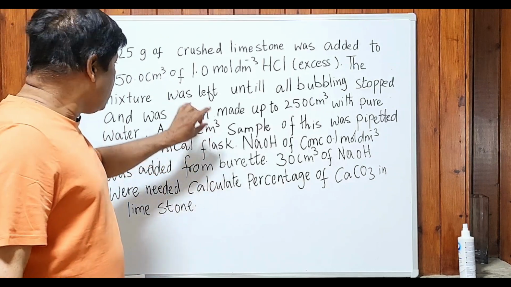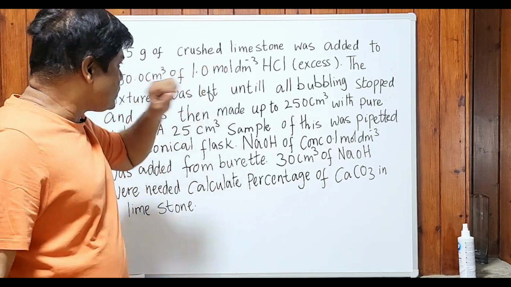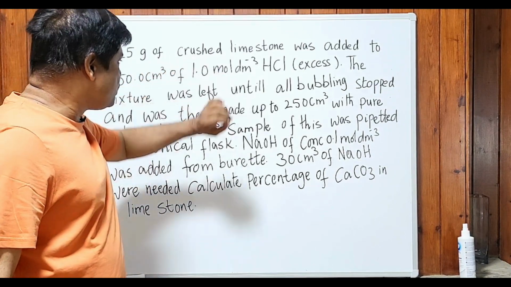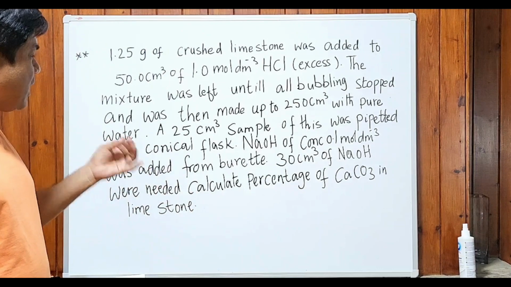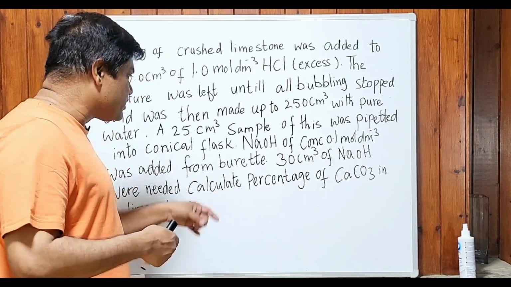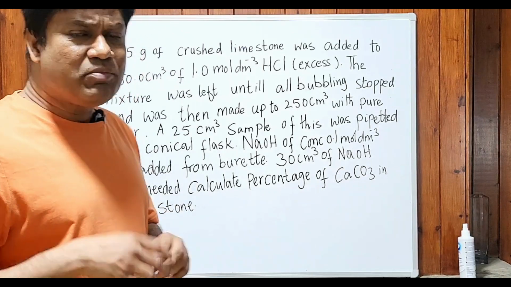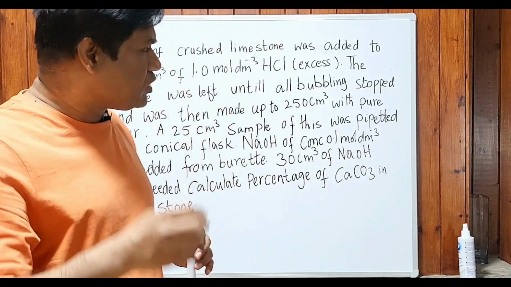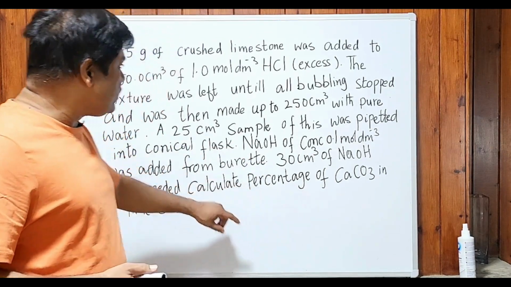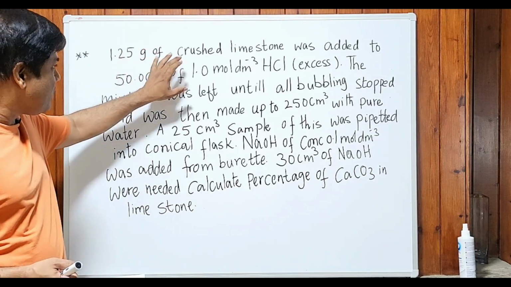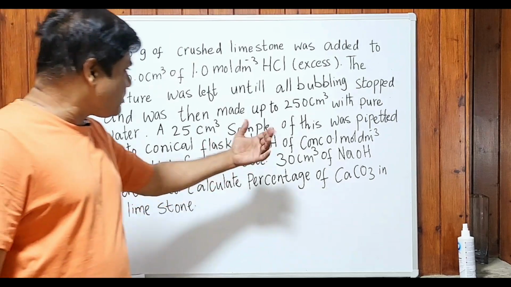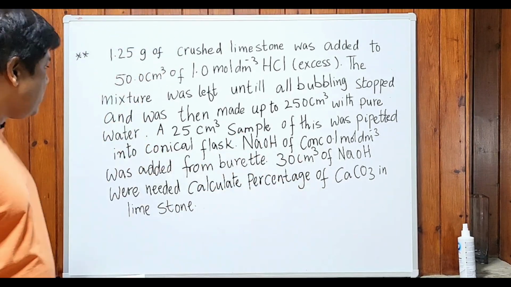Here, impure limestone is given to you, and some mass of limestone is given. Limestone is calcium carbonate plus some impurities, and the pure form of calcium carbonate is chalk. You know, the white chalk the teacher used to write on the blackboard. So we have to work out the amount of calcium carbonate present in the given limestone. I'm just explaining; you can read that question.